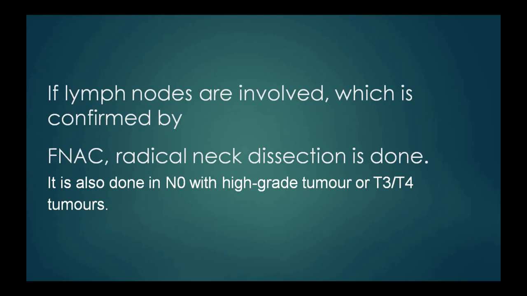So lymph node dissection is done in a parotid tumor or any other salivary gland tumor if lymph nodes are clinically present and the disease is confirmed by FNAC, or if there are no lymph nodes but the grade of the tumor is very high or T3, T4 lesions, then you can do a modified radical neck dissection.